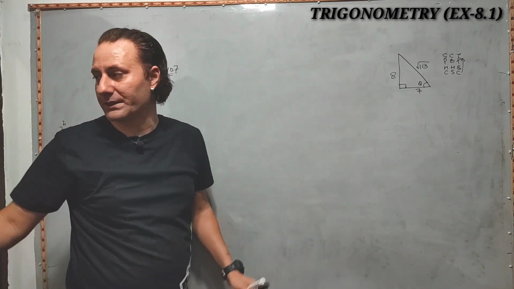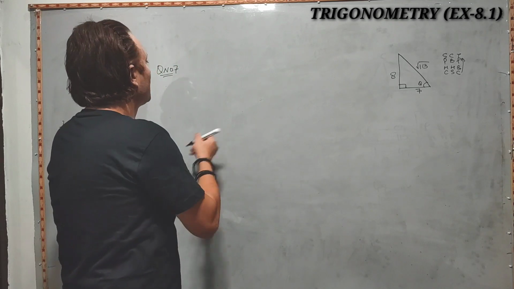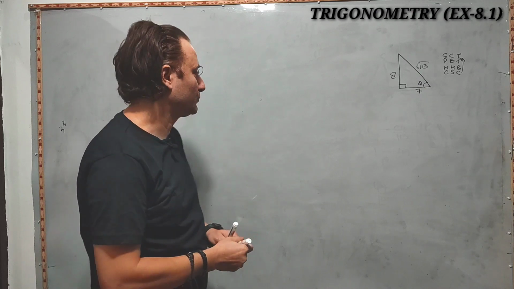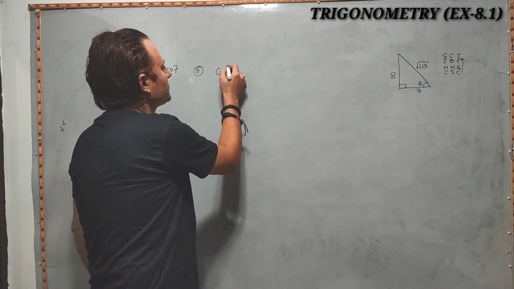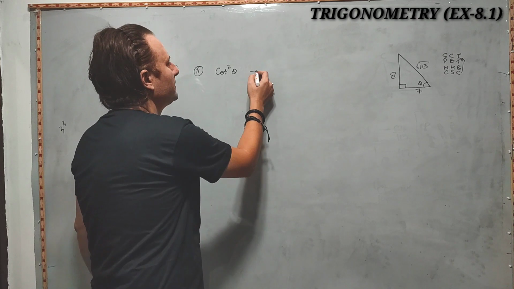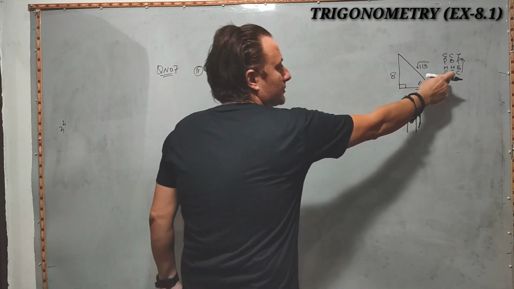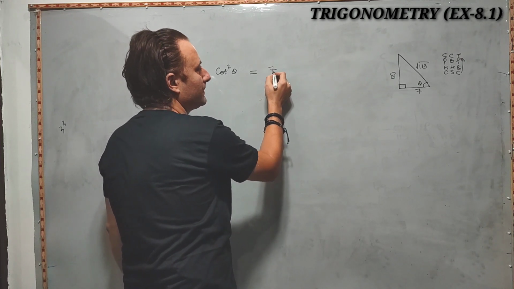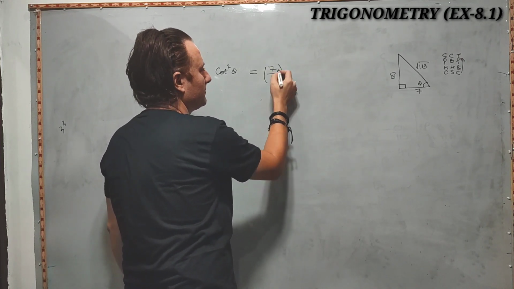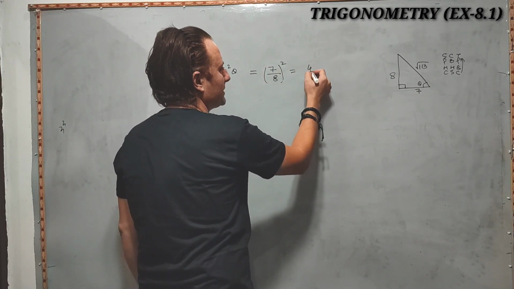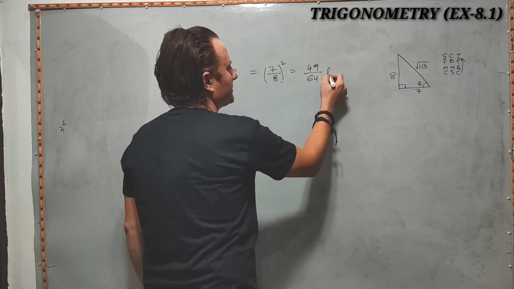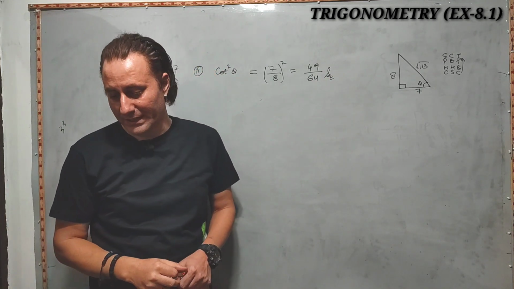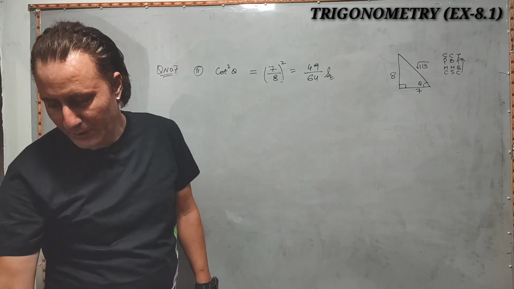Trigonometry is one of the chapters, as I said earlier as well, that gives you a lot of marks, so please do concentrate on trigonometry. So what is the next one? It says cot square theta. Very simple. Cot is base upon perpendicular, so we have 7 upon 8 whole square. 7 multiplied by 7, 49. 8 multiplied by 8, 64. That's it. So this is our question number 7. As simple as that. Let's move to question number 8.